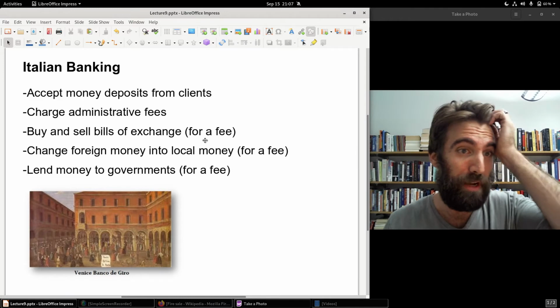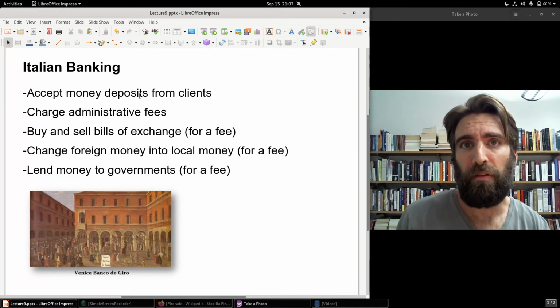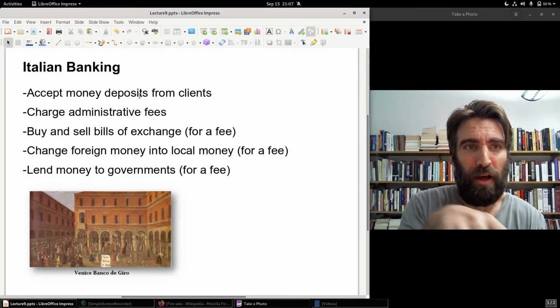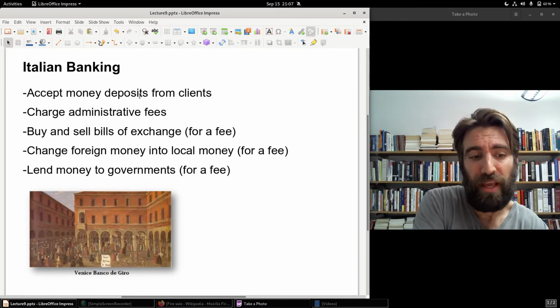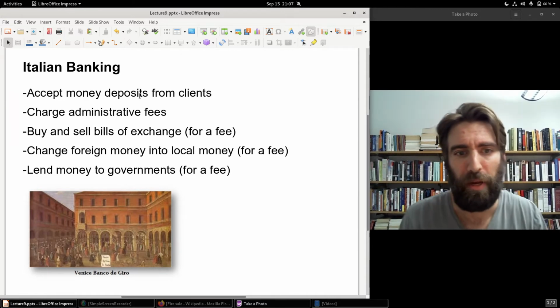I didn't put it on here, I'm not sure how I forgot this, but one of the biggest ones was making investments: taking that pooled capital and using it to invest in different ventures. That was another really big way for a bank to make money.